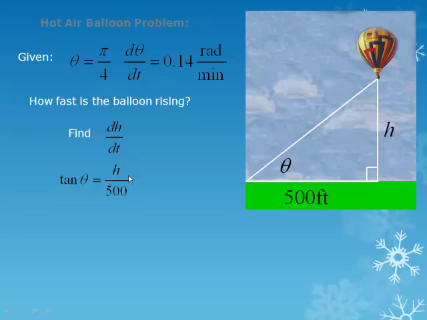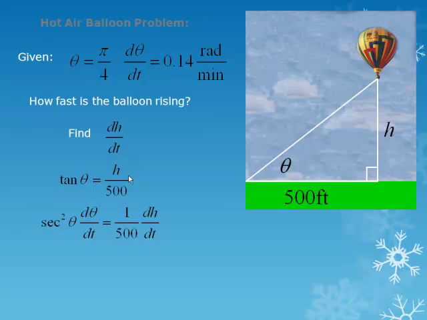Since I have a relationship between the variables, then I have a relationship between the rates, right? I can get that by differentiating. We talked about that a couple years ago.